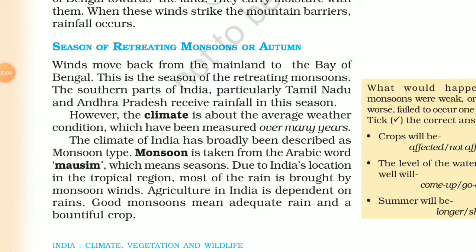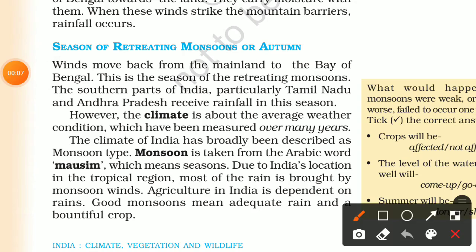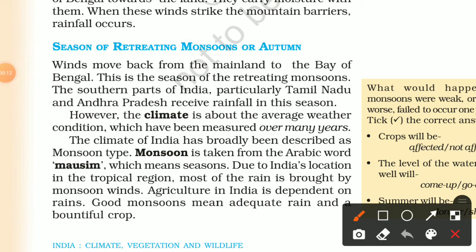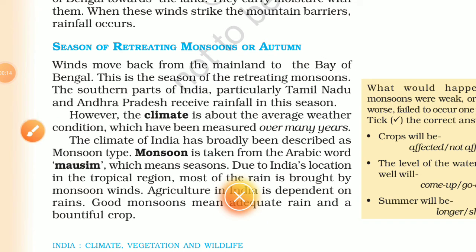Today we will discuss a new topic: the season of retreating monsoon, or autumn. Basically, winds move back from the mainland to the Bay of Bengal. This is the season of retreating monsoons. It means when the monsoons go back, the winds blow from the mainland to the Bay of Bengal. यानी कि mainland से Bay of Bengal की ओर the winds blow, and this is the season of retreating monsoon.